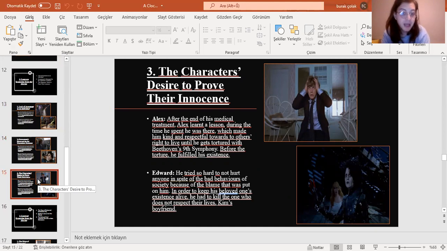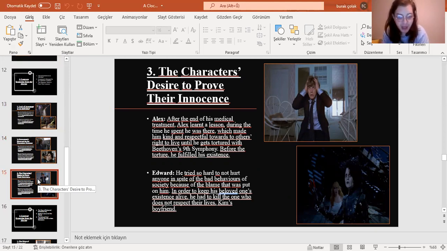Alex, for example, after the end of his medical treatment, learned a lesson. During the time he spent there, he became kind of disrespectful towards others' rights to live, until he gets tortured by Beethoven's Ninth Symphony. Before the torture, he fulfilled his existence by treating people nicely and being a good man.